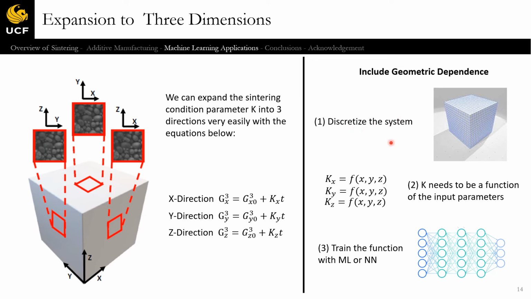In order to do that, we may need to discretize the system and break the kx, ky, and kz into a function of the x, y, and z of the full geometry. So k needs to be an actual function of its input parameters, and that would be 3 separate functions for the x, y, and z direction. In this case, that's when it would probably be a better idea, because in order to approximate that function would be to use a neural network, because regression may not work as well. But we will try both of those in the future.